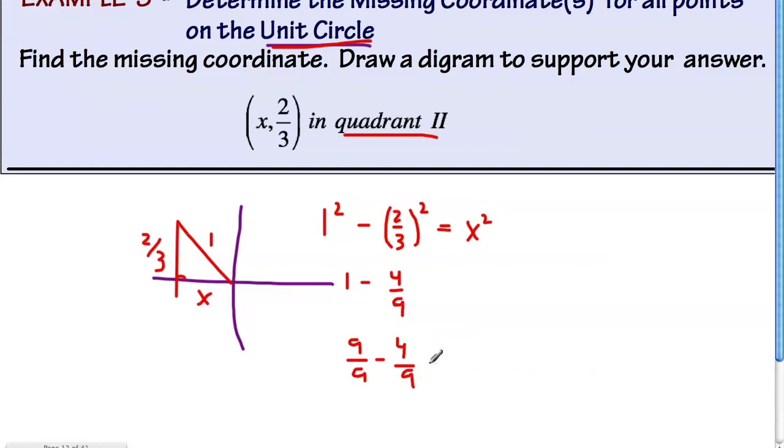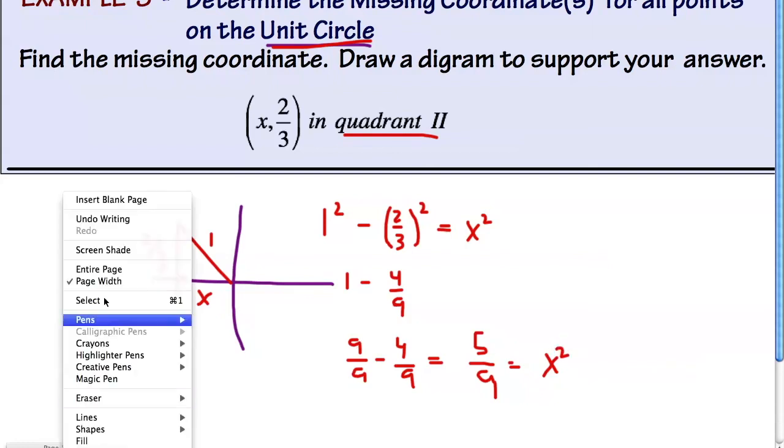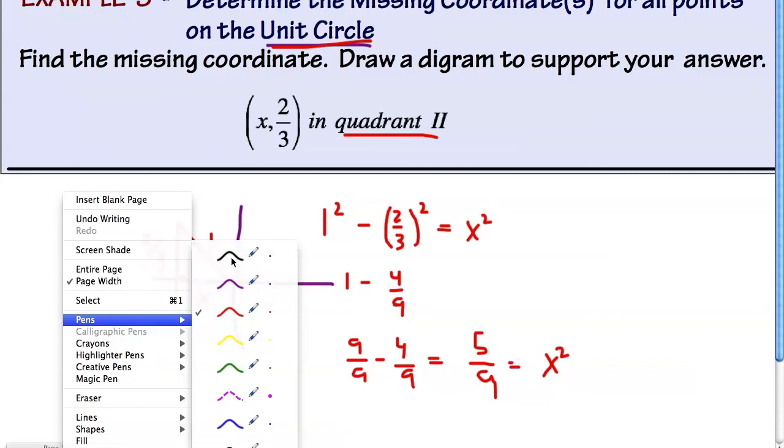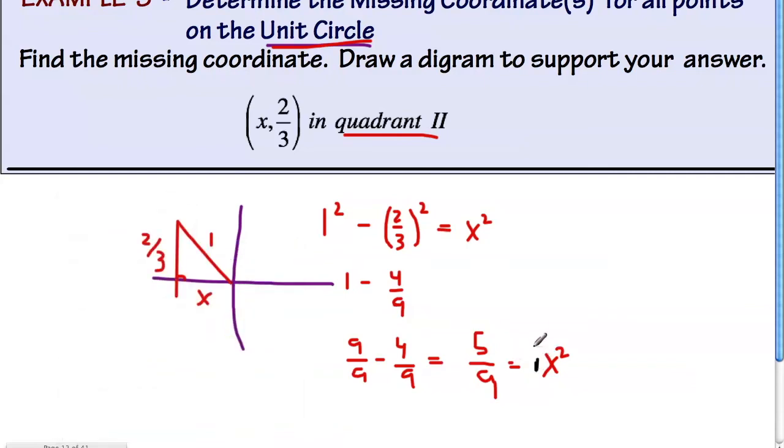And now I subtract the numerators. 5 over 9 equals the x squared. And then my last step is we got to get to x, not to x squared. So now we square root that, square root individually now. Don't square root a whole big thing. It's a fraction. So the square root of 5 is, I don't know.